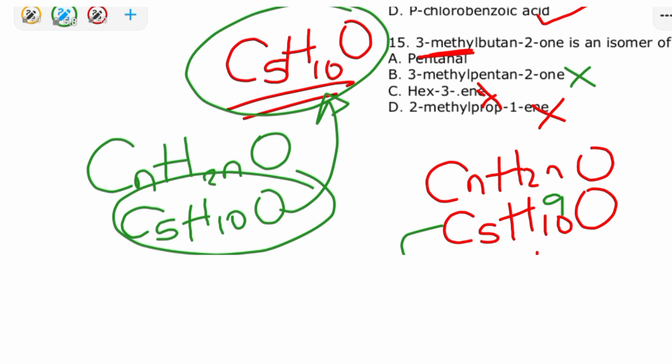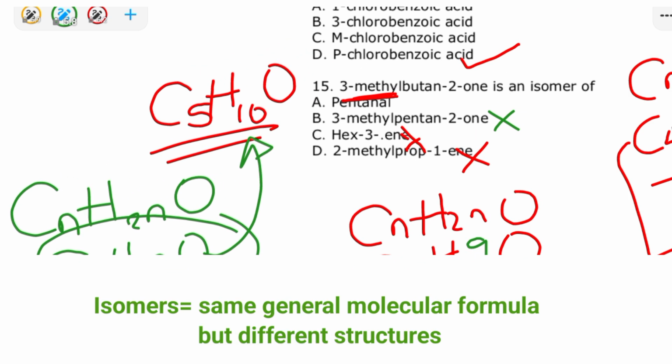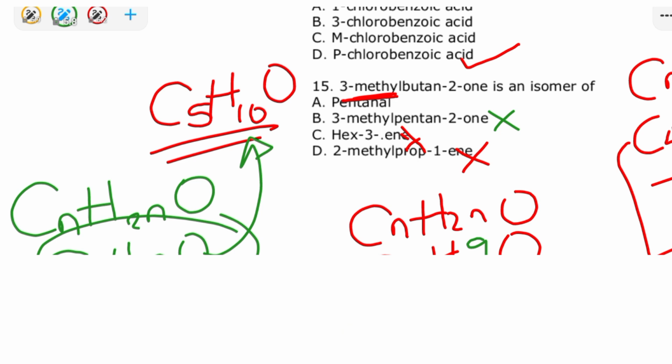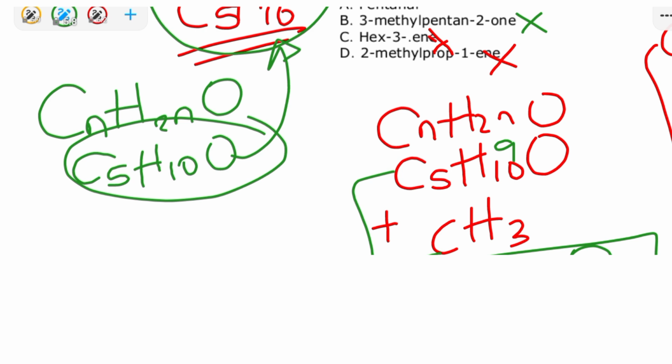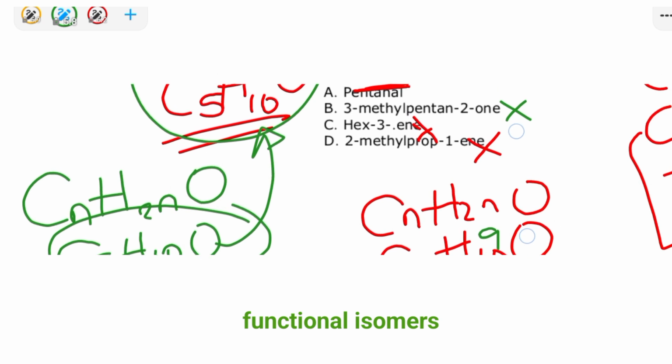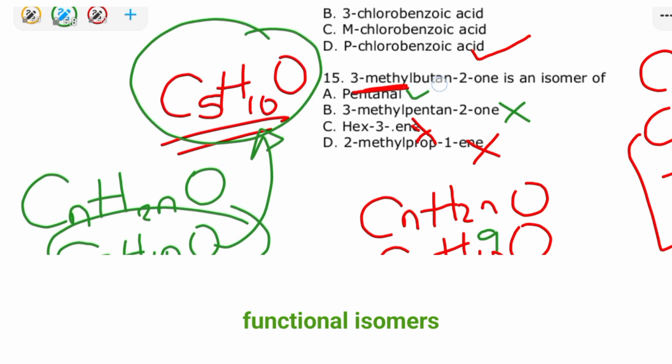And what are isomers? Isomers are just compounds that have the same molecular formula, but they have different structures. So these two compounds are functional isomers. This one here is an alkanone. This one here is an alkanal. So the two of them have the same molecular formula, but different structures. They are called functional isomers. So our answer here is option A.